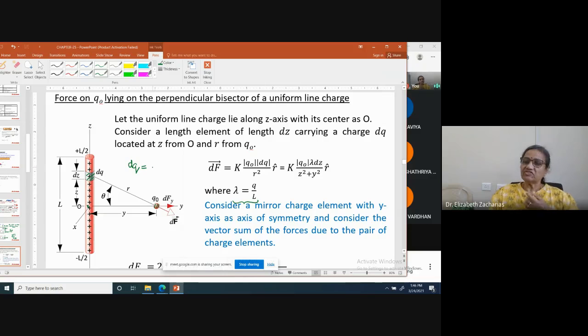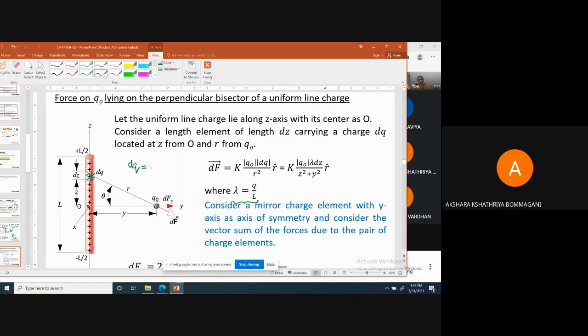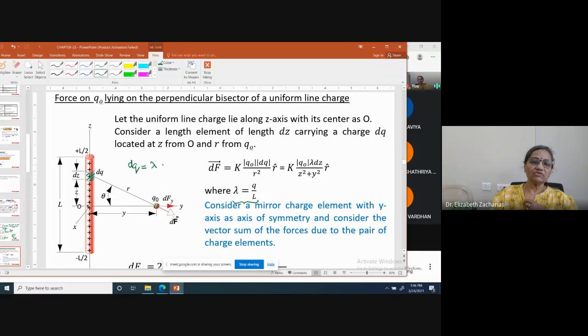in terms of dz, how will I write dq? Lambda into dz. Yes, thank you. So dq is equal to lambda into dz. We have done that. Okay. Next, you have to write the expression for df.